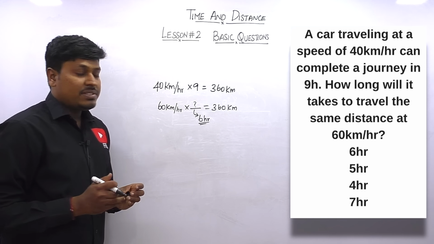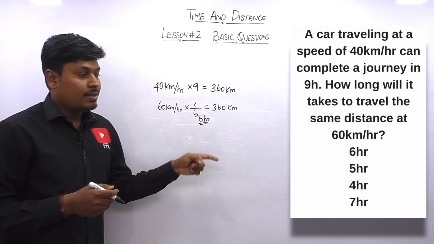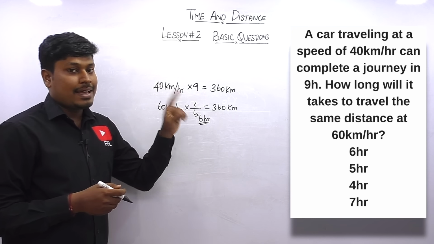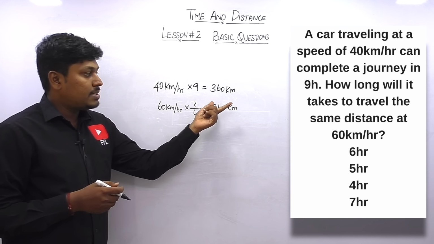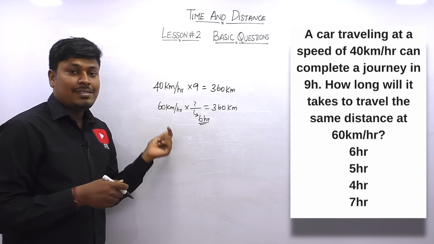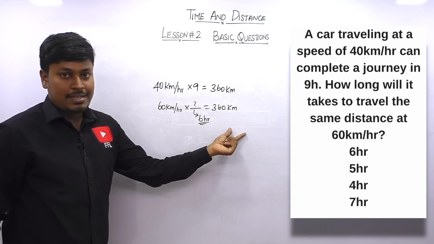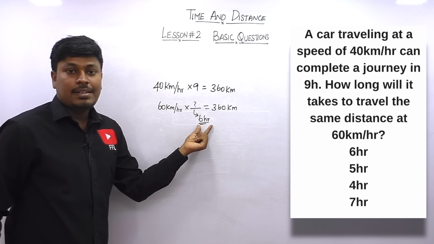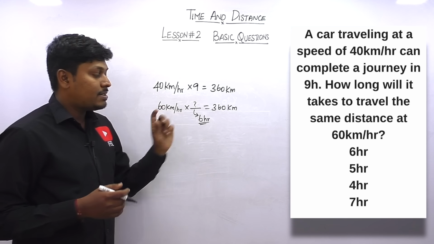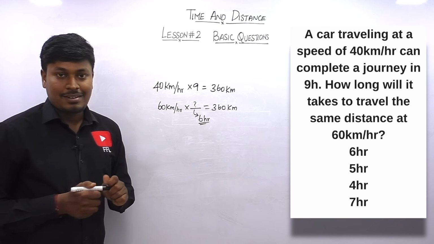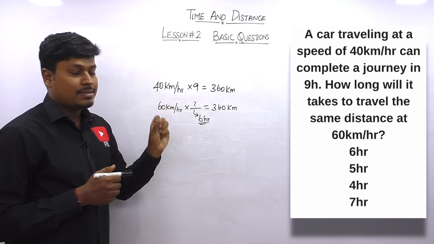So you should not waste your time by solving it like the textbook method. By just seeing the question, directly say 9 hours traveling at 40, so the total distance will be 360. Now the speed is changed to 60 km per hour on the same distance. So 60 into 6 will be 360. So definitely we can say that the car travels 6 hours to reach the destination, which is 360 km. So the answer for question number 3 is 6 hours.